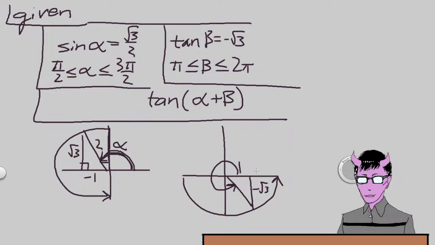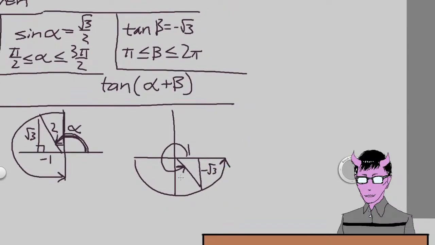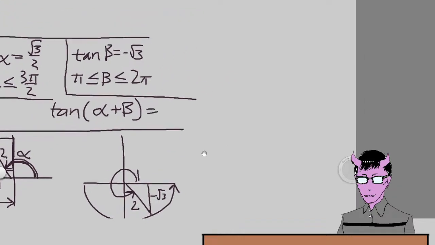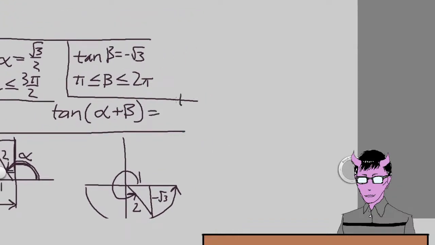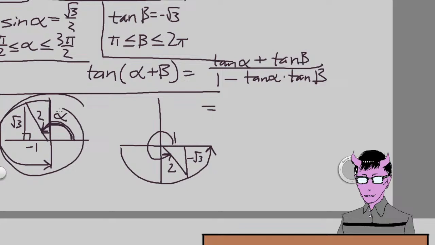Alright. Let's evaluate this situation. We're doing the tangent expansion. That's a plus. So tangent alpha plus tangent beta, all over 1 minus tangent alpha times tangent beta. And then doing the evaluation, tangent of alpha, this one's alpha, so tangent is root 3 over negative 1. So negative root 3.